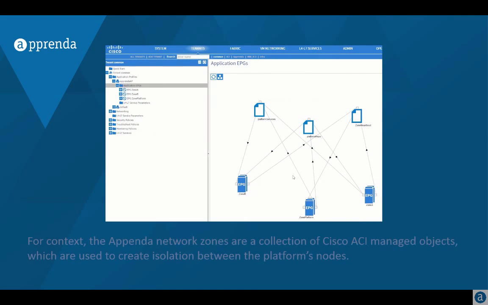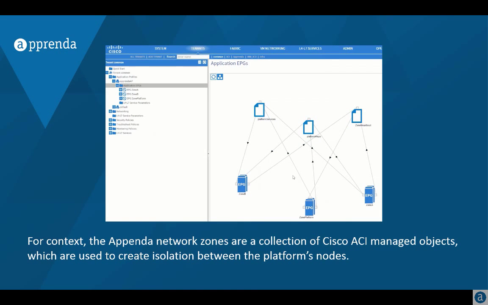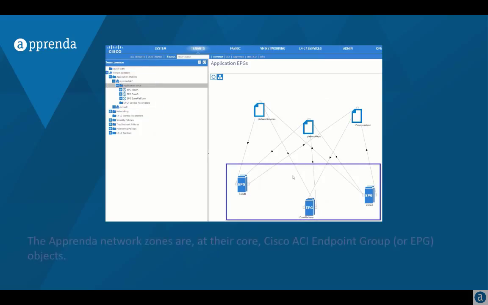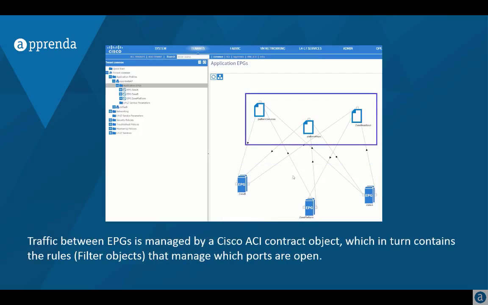Within the context of the Cisco ACI software, there are several key management objects to know. Tenants and application profiles, which generally are related to environment instances of Apprenda. Application endpoint groups, which map to the network partitions contained within the Apprenda grid. And filters and contracts, which define which ports are open between each of the network partitions in Apprenda. Apprenda provides an integration to how these objects are created, which we'll see later.